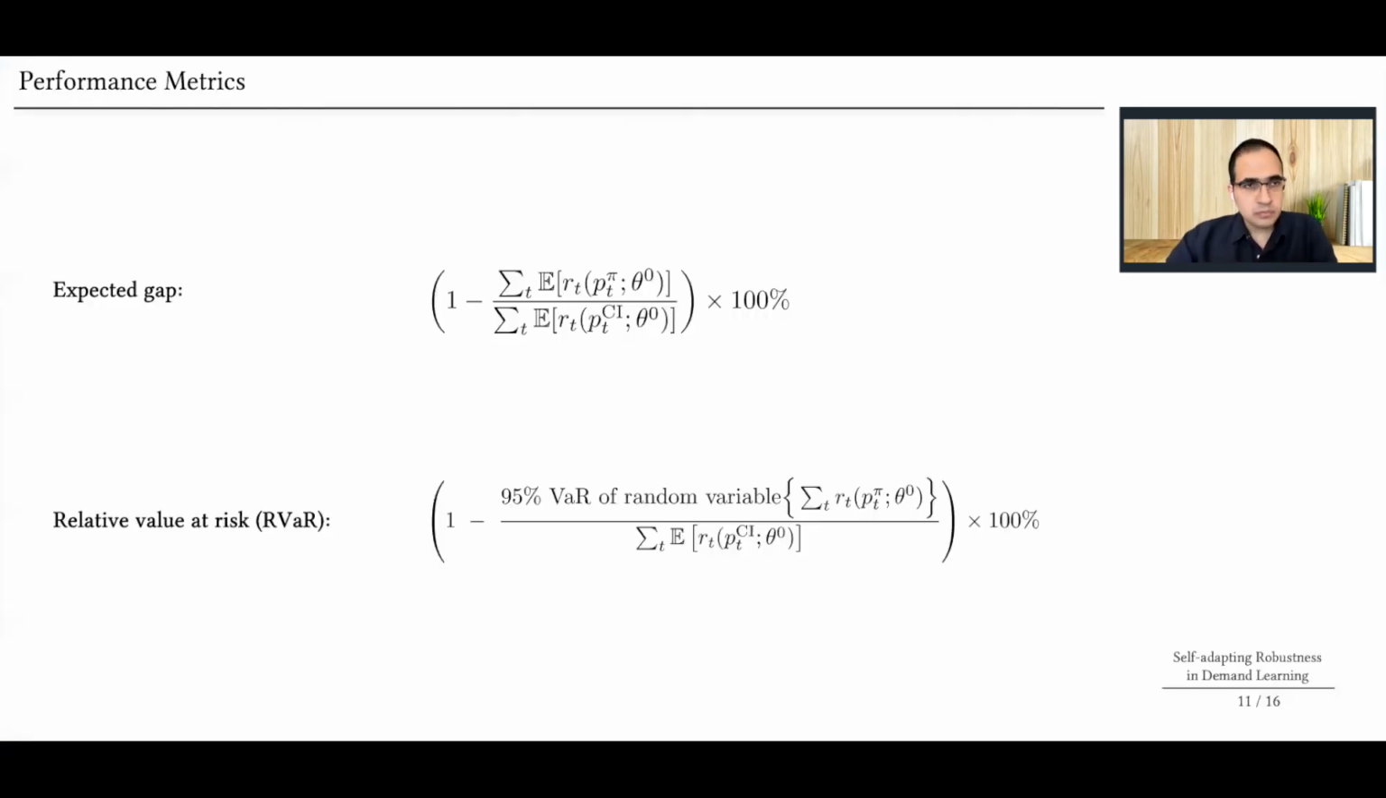Now, let me describe two performance metrics that we use to compare the performance of these policies. The first one is expected gap. The expected gap is the difference between the total expected revenue obtained from a policy pi, expressed as a percentage of the total complete information expected revenue. The relative value at risk is a measure of risk, which is the 95% value at risk of the total revenue obtained from policy pi, and this is also expressed as a percentage of the expected total complete information revenue.